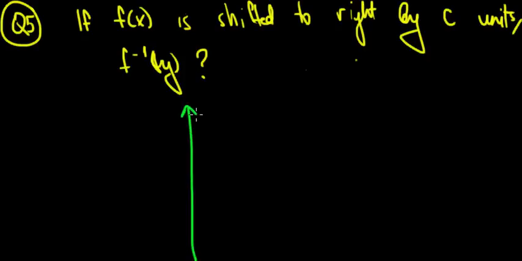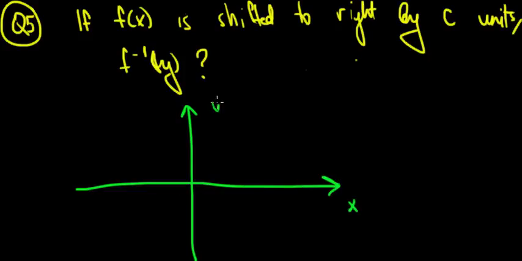So we have an xy axis, x and y and the origin, and let's say this is the shape of our function. Let's say it looks something like that, something curvy. This is f of x.